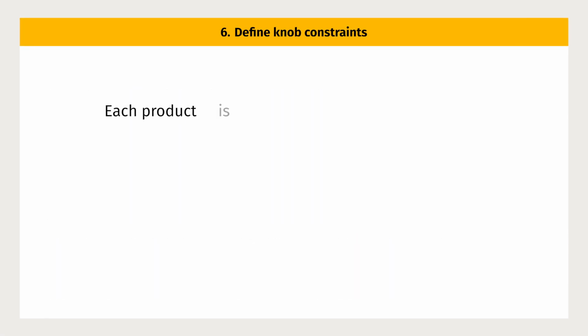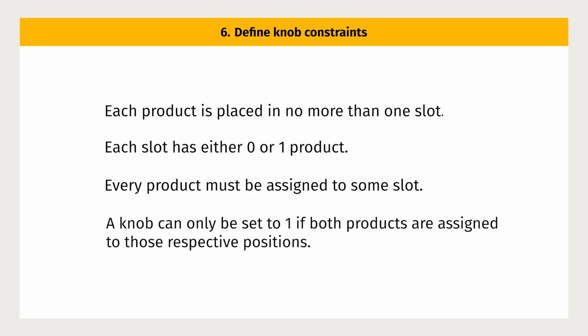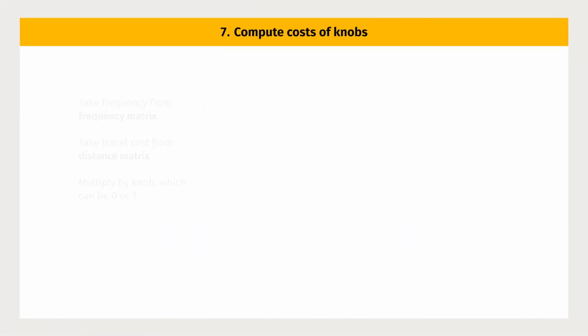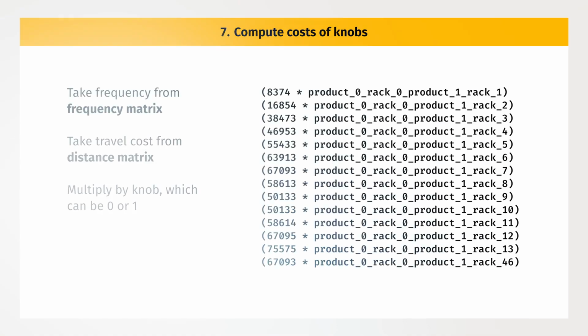Sixth, constraints are set for these knobs. After all, each product can only be in one place at a time, and each slot can hold at most one product. Seventh, the cost of each knob combination is computed using those frequency and distance matrices we created earlier. When frequently co-purchased products are placed far apart, costs go up. When they're placed close together, costs go down.